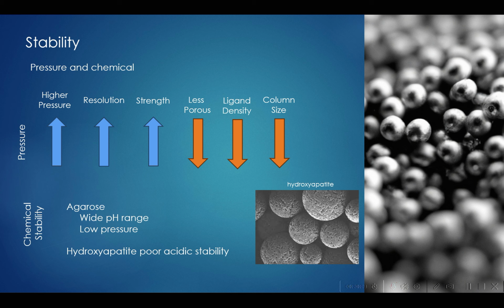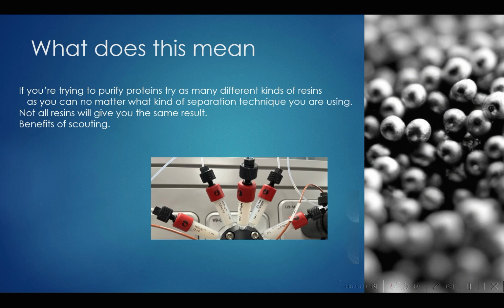Most resins, like agarose, are stable over large pHs but require low pressures. Hydroxyapatite is not stable at low pHs, and silica beads are rigid and able to withstand high pressures but have poor stability in strong alkaline conditions. Together, this means that not all resins are equal.